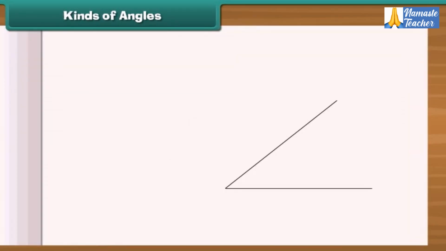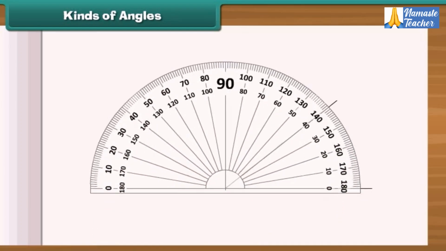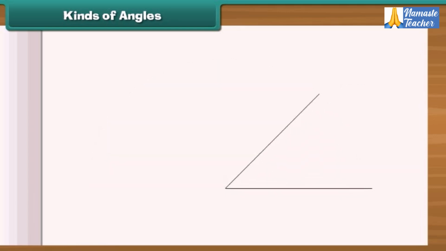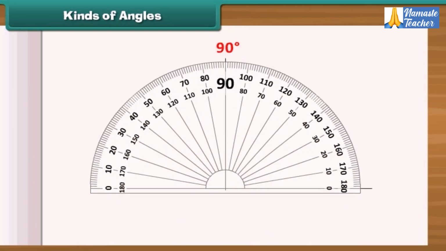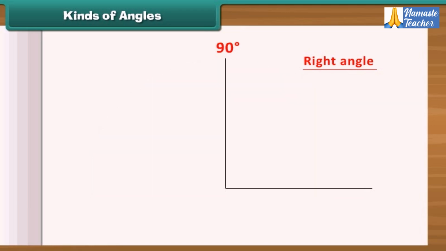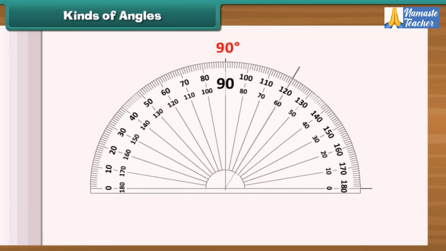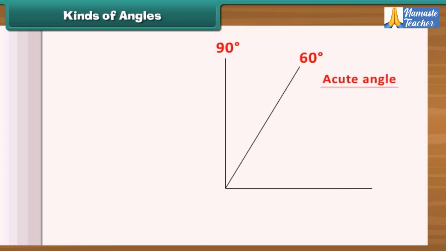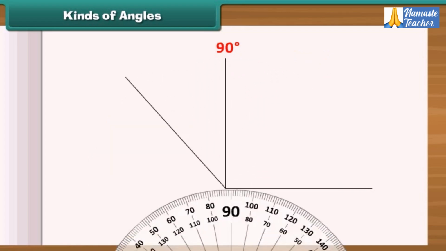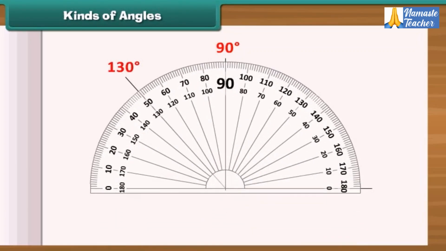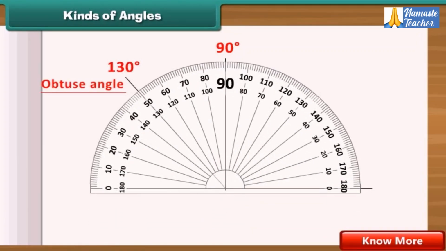An angle can be measured by using a protractor. It is also used in drawing an angle of a given measure. An angle whose measure is 90 degrees is called a right angle. An angle whose measure is less than 90 degrees is called an acute angle, while an angle whose measure is more than 90 degrees is called an obtuse angle.